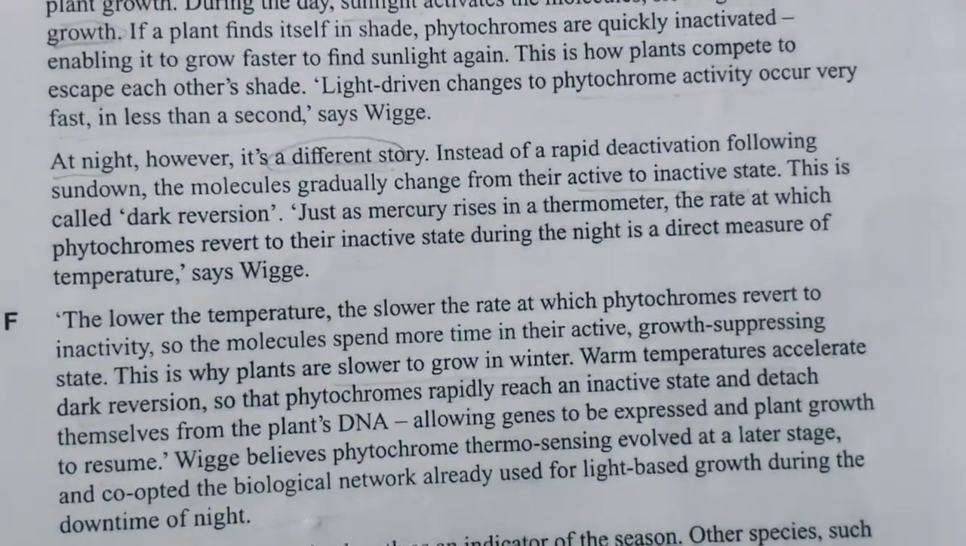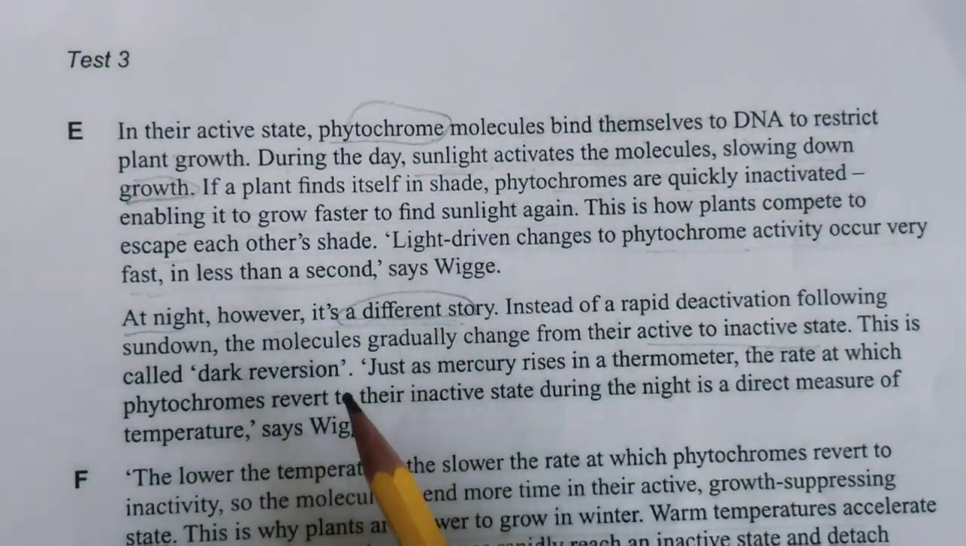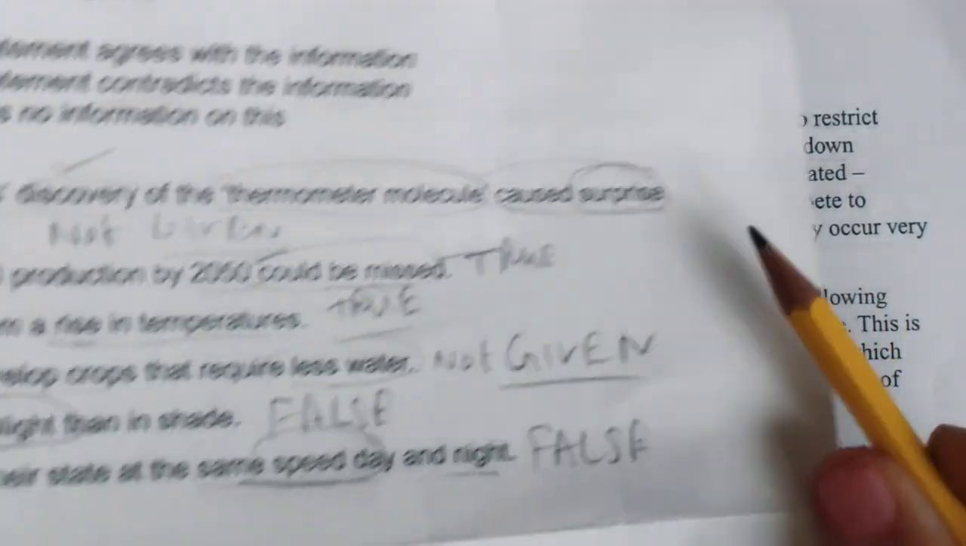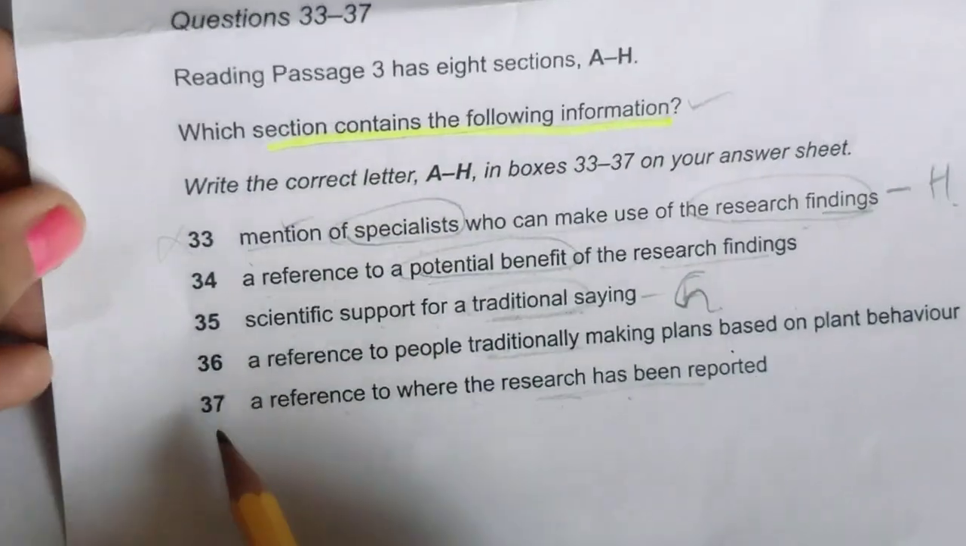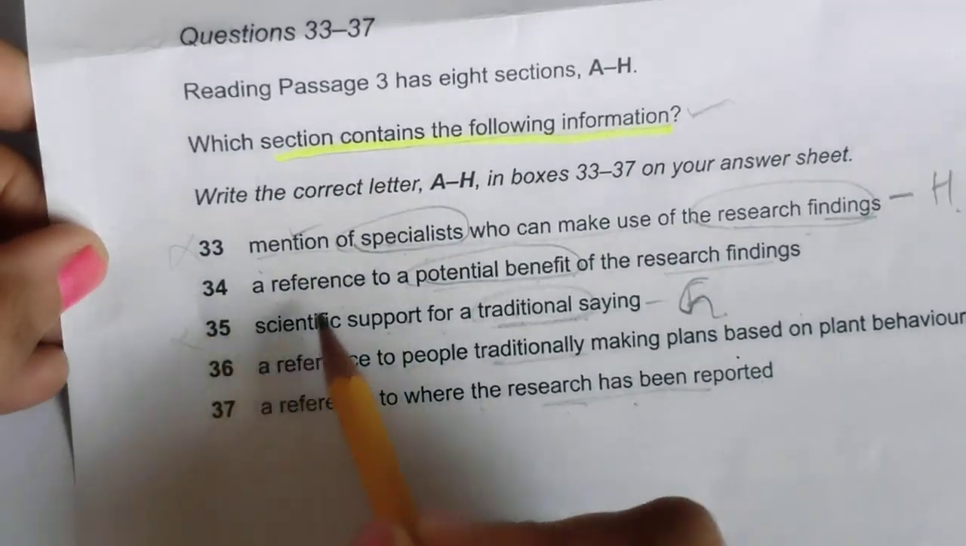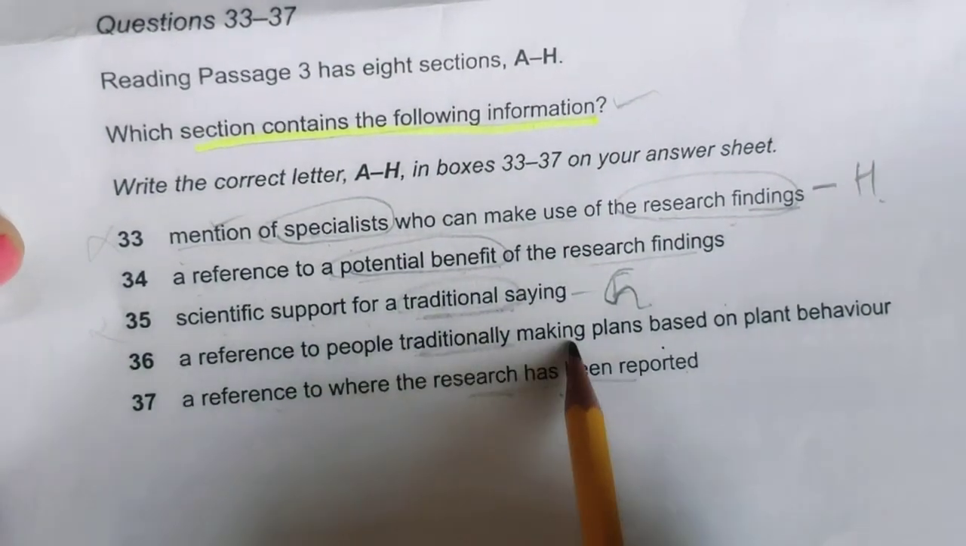Now we can just read the E paragraph also. We have already done it. I don't think anything is matching to this. Specialist, this we have done, and this also we have done. Then there is the reference to where research has been reported.